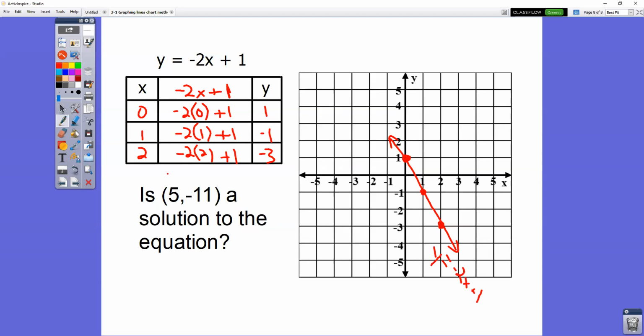Is 5, -11 a solution? So instead of y equals, I have -11 equals. Instead of -2 times x, I have -2 times 5 plus 1. -2 times 5 is -10, plus 1 is -9. Does -11 equal -9? No, it does not. Make sure that your 3 dots form a straight line. If they don't, you did something wrong.